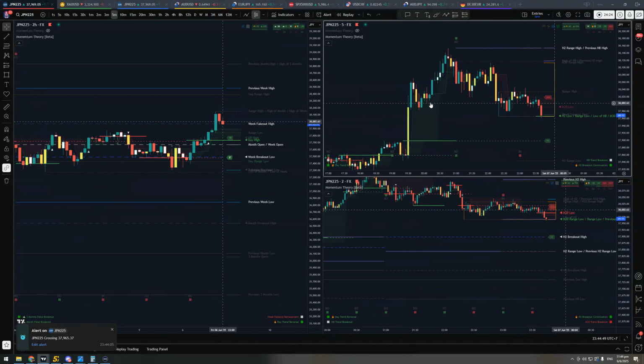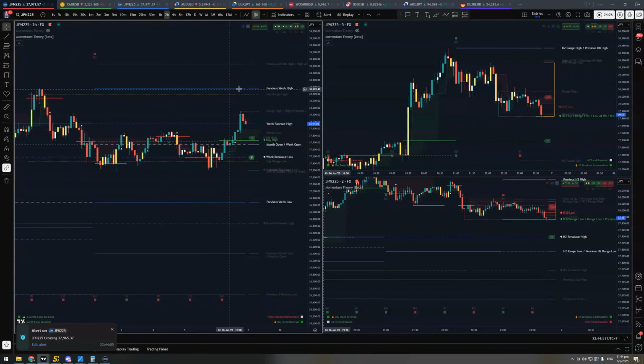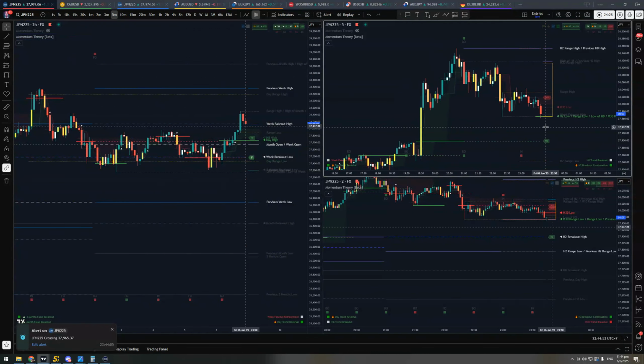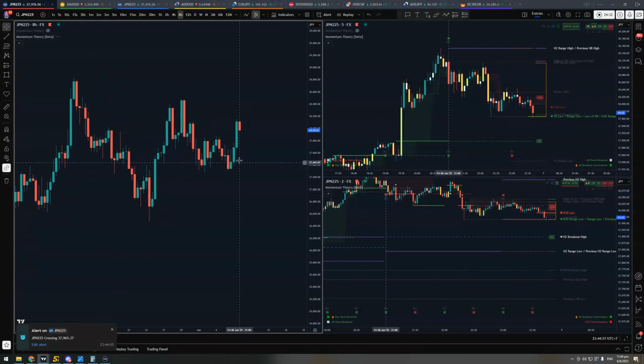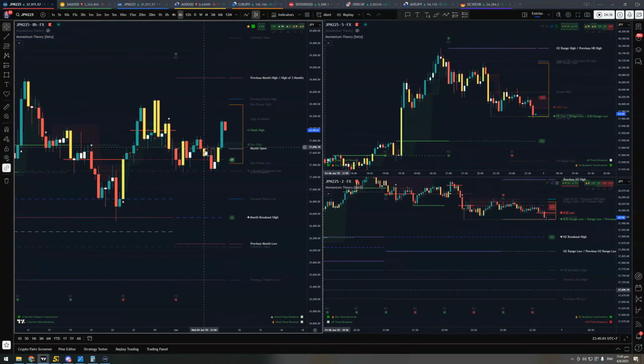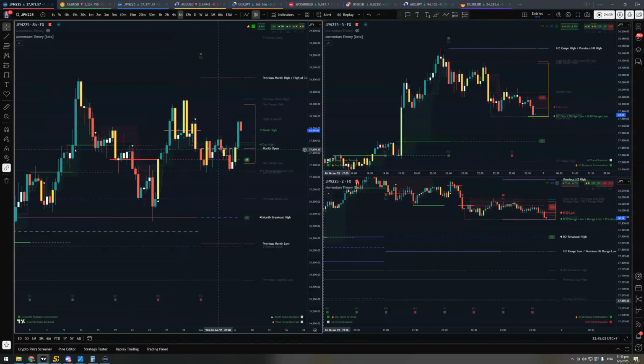Okay, so price finally came down and triggered that low. This is what I'm looking for on the H8. Came down, H8 looking all right. This is going to be a trade off of that monthly open.